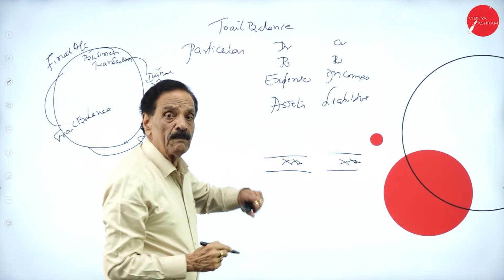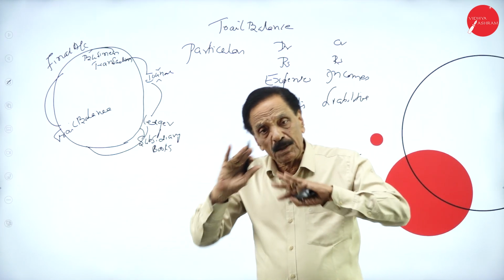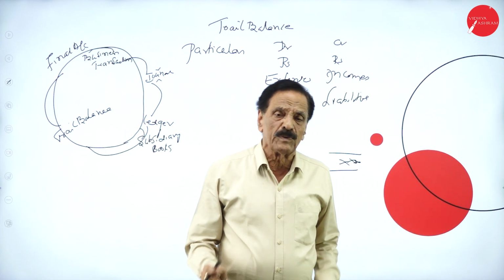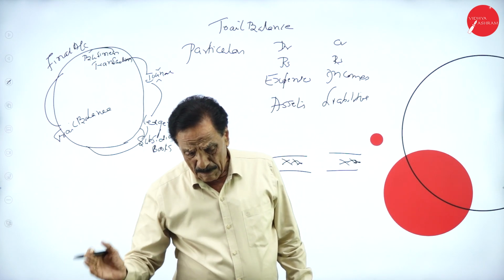This is taken from the ledger. Ledger is taken from journal entries. So we split the entire transaction according to the fundamental rules. We call them golden rules: personal account, real account, and nominal account.